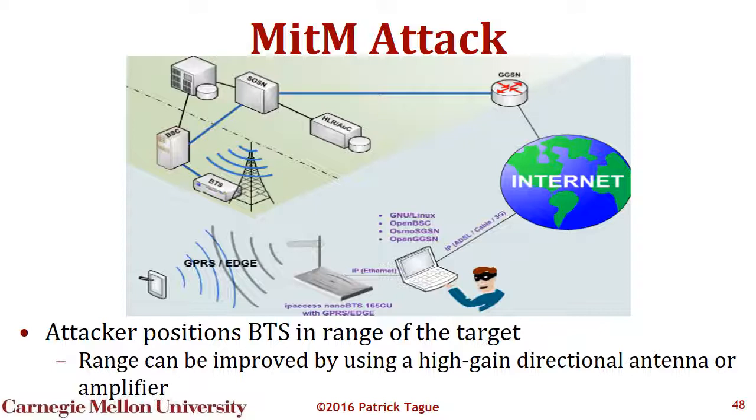Let's see more details about how a rogue station can work and how they can launch man-in-the-middle attacks. An attacker can position the base station in range of a target, and you might be wondering, okay, if I just put my devices in my apartment, and the other devices might be far from my apartment, then I'm safe, right? However, the range can be improved by using a high-gain directional antenna or amplifier, so they can amplify their signals to reach your devices.